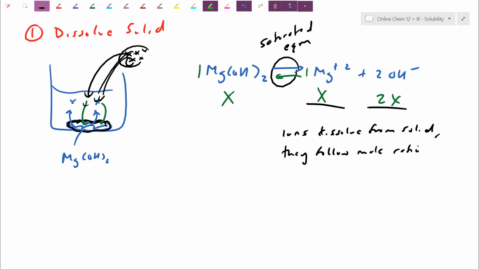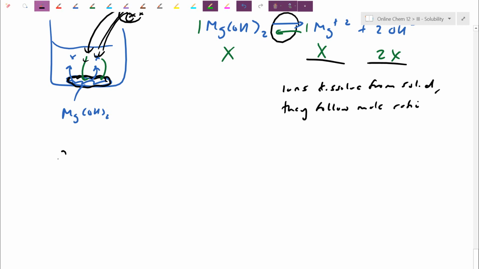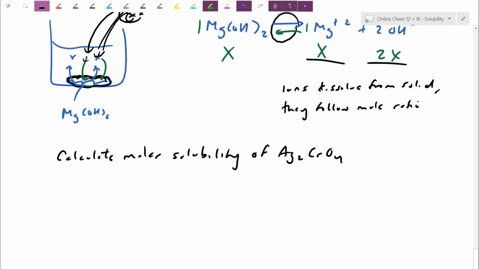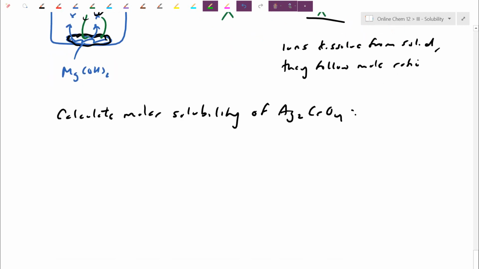I'm going to give you a quick practice question. I want you to calculate, similar to questions from earlier, the molar solubility of Ag2CrO4. I'm going to give you, okay, there's actually a table for this later on, the KSP for this salt is 1.1 times 10 to the negative 12. Right? I'll show you a KSP table later on.